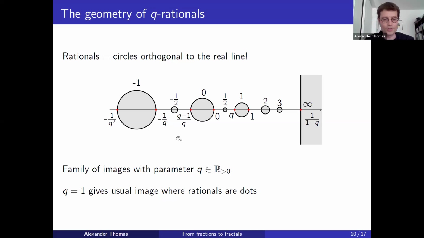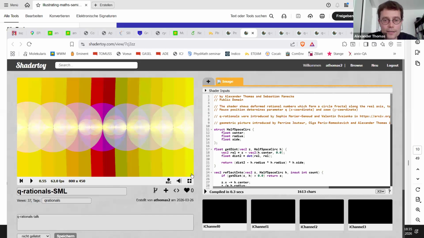Okay, so here it's maybe time to show you a shader where you can really see this in action. So let's go here. I hope you see the screen. Yes, you should see the screen. This is an animation which has two parameters. One parameter is Q, and the other parameter is just zoom. When I click here, I'm with parameter Q equal to 1. Q equal to 1 means the usual picture. What you see here is a Farey triangulation, a refined version of the Farey triangulation. So what I will do is turn on the parameter.